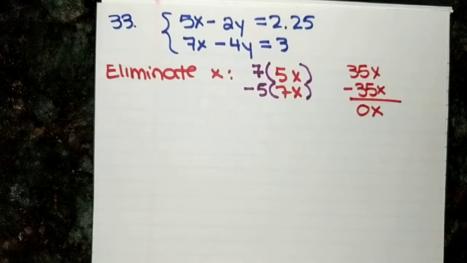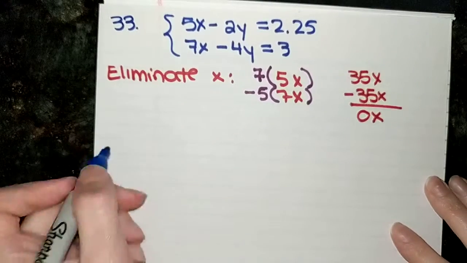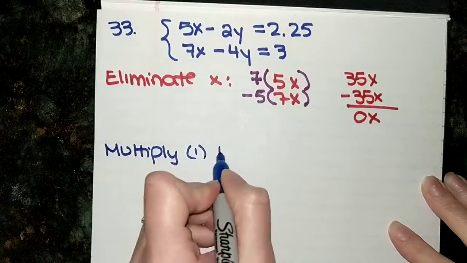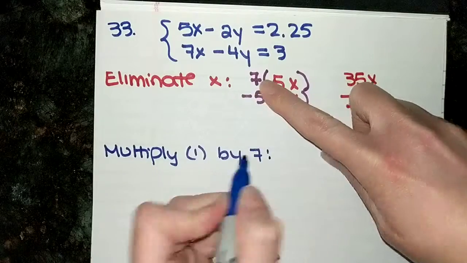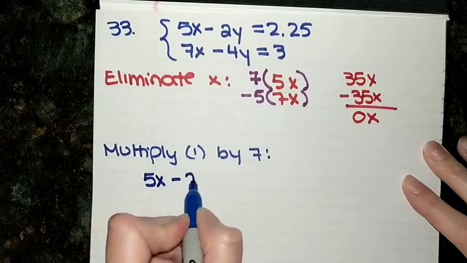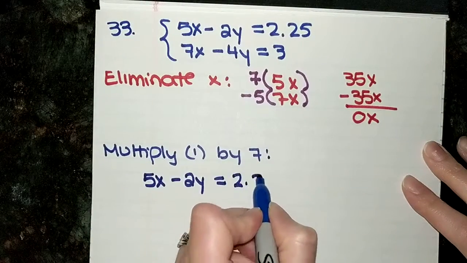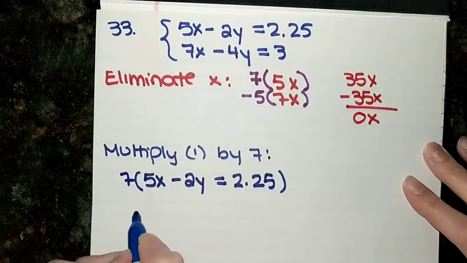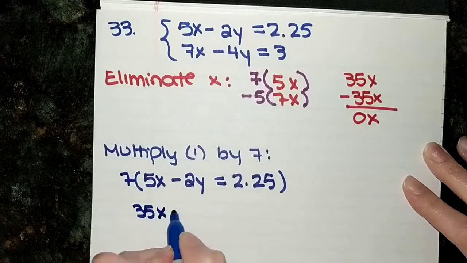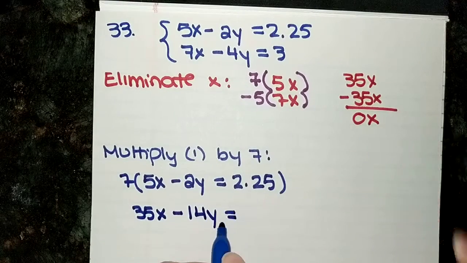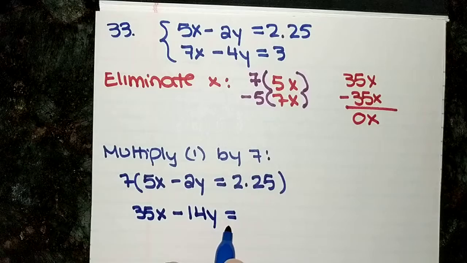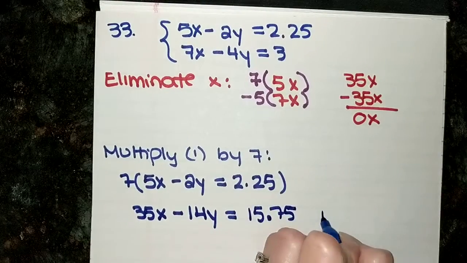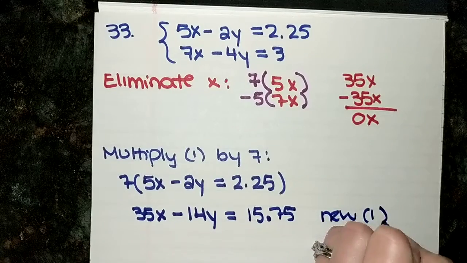All right, so let's go through how that would be. The first thing that we're going to do is multiply equation number 1 by 7. So that 5x minus 2y is equal to 2.25. We'll multiply all three terms by 7 to get 35x minus 14y is equal to, and the 2.25 times 7 gives you 15.75. So that is our new equation 1.